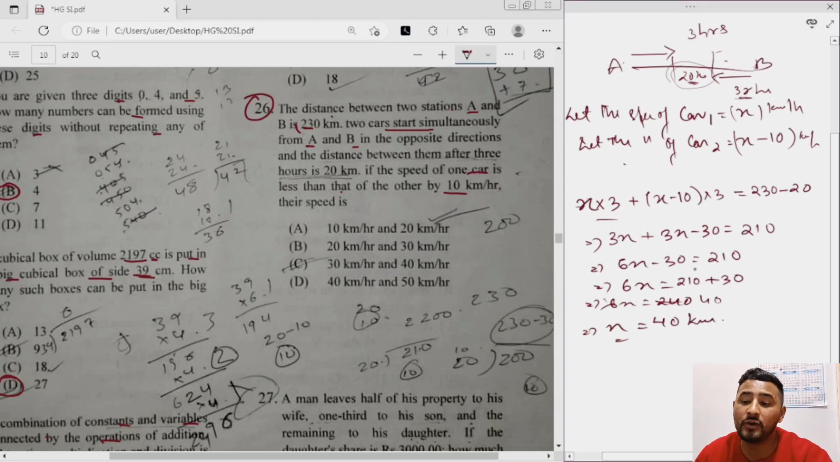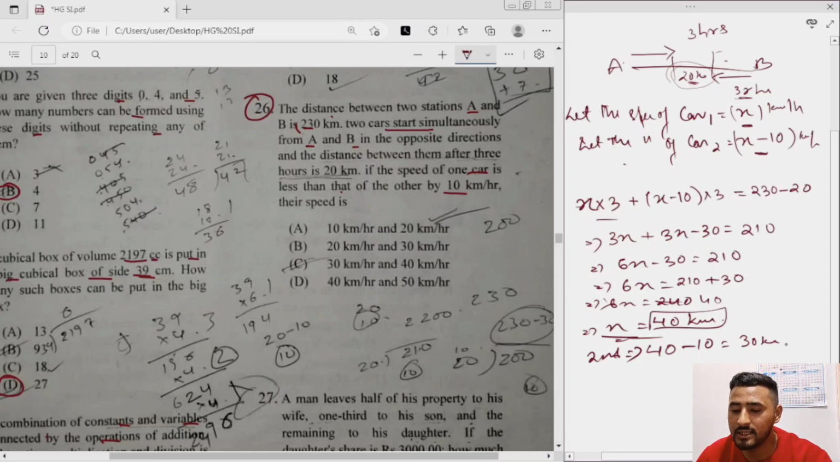This will be the speed of the first car, that is x, 40 kilometer. We need the other one also, right? For the other one, x minus 10. So x minus 10 will be 40 minus 10. You get 30 kilometer. This will be the second car. Okay, clear? For the first, it is 40 kilometer. For the second, it is 30 kilometer. So option number 3, 30 and 40 kilometer, is the correct answer.